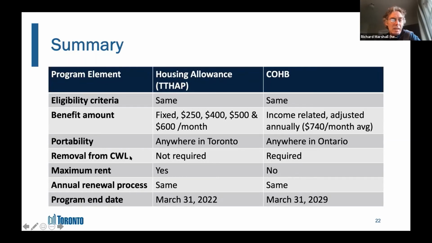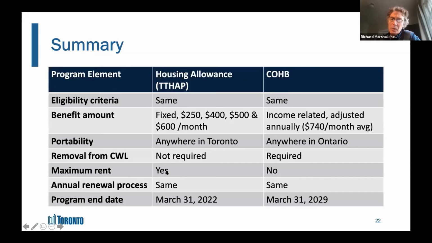Removal from the centralized wait list is not required for a recipient of a housing allowance. For a recipient of COB, it is a requirement. If you receive COB, you must consent to come off the centralized wait list.